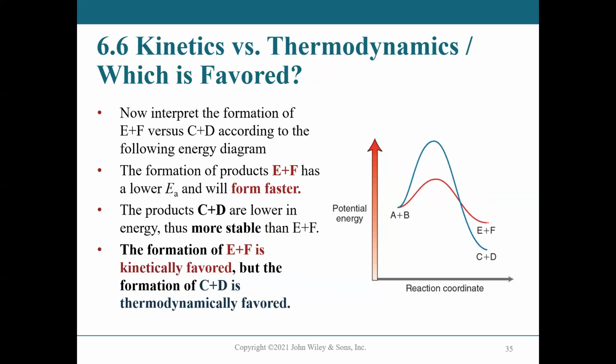Here, the products C and D are lower in energy, but it has a higher activation energy. So the formation of E and F is kinetically favored. So E and F, this is kinetically favored since it has a lower activation energy. But thermodynamically, C and D would be the products that are thermodynamically favored. So that's the difference between thermodynamically favored and kinetically favored.